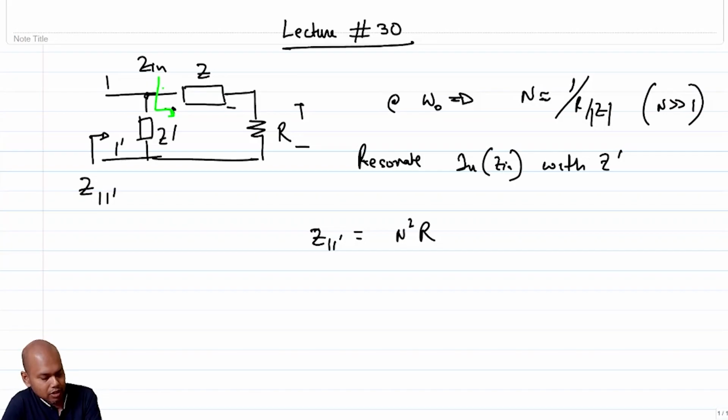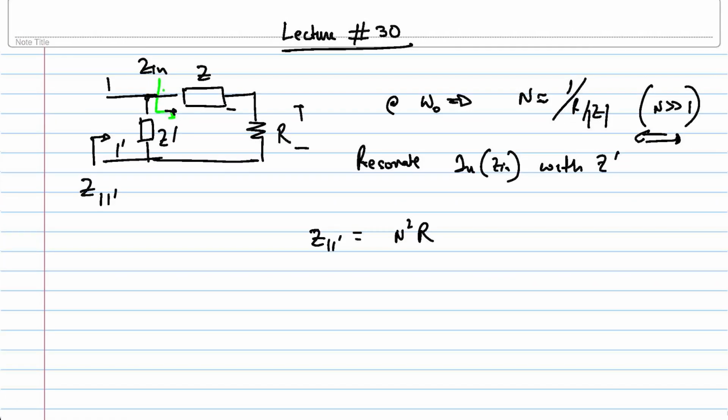The key thing to note is that in both these cases N is a function of frequency, and not only that, the constraint of N much greater than 1 will impose another constraint: you will be able to use this particular network only at a frequency higher than some value or lower than some value, right? Simply because the constraint of N greater than 1 will be met only if you have a lot of voltage drop across Z and less across R.